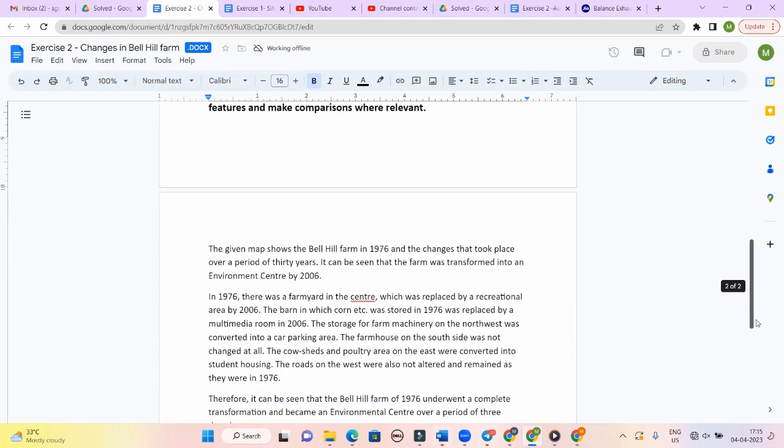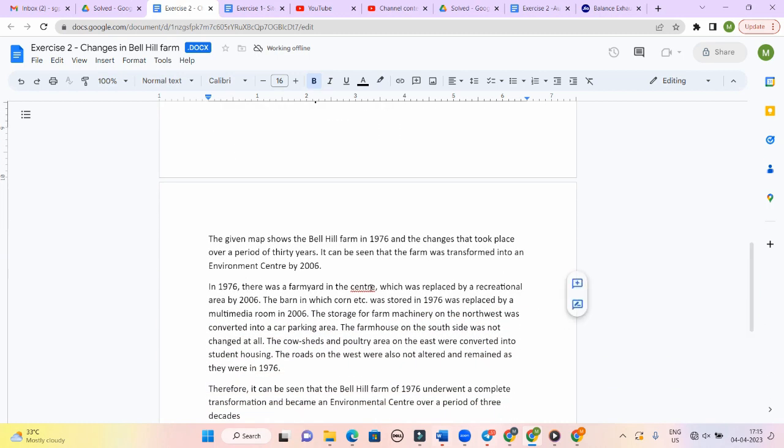So let's understand how it can be written. The given map shows the Bell Hill Farm in 1976 and the changes that took place over a period of 30 years. The time gap between 76 and 2006 is 30 years. It can be seen that the farm was transformed into an environment center by 2006. In 1976, there was a farmyard in the center which was replaced by a recreational area in 2006. So it is converted into a recreational area.